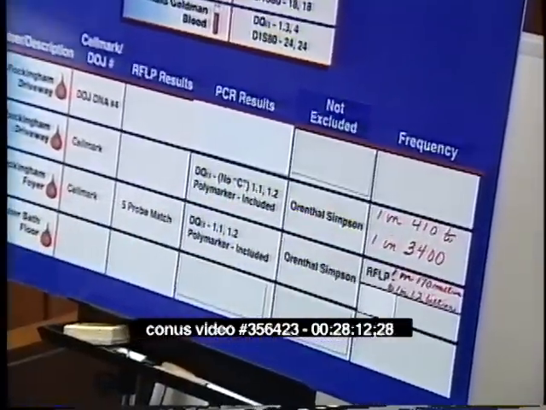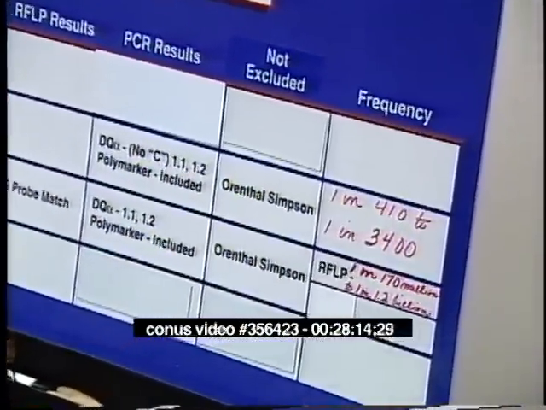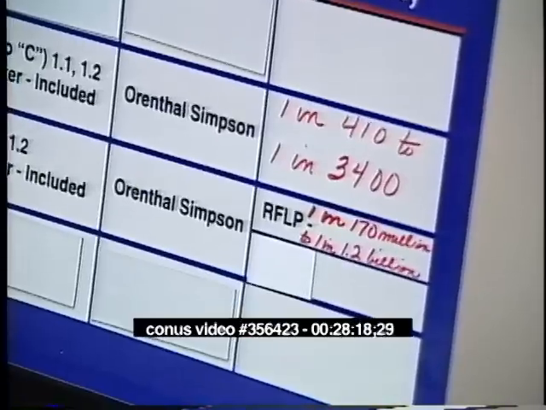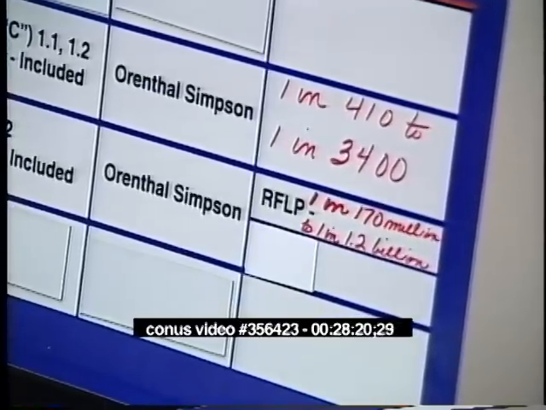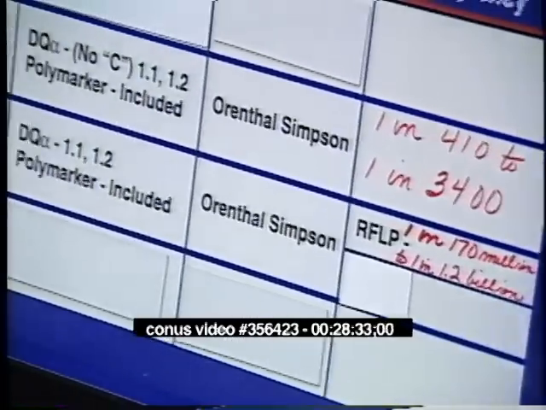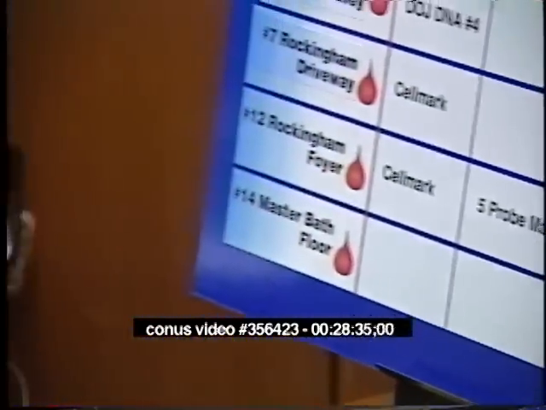Now, Dr. Cotton, you have written in as to the estimations of how rare these matching characteristics are between the blood stain from the Rockingham foyer that matches Mr. Simpson as between approximately 1 in 170 million and 1 in 1.2 billion. Is that right? That's right. And is that the same result again in terms of these estimates as the blood stain number 52 at Bundy?